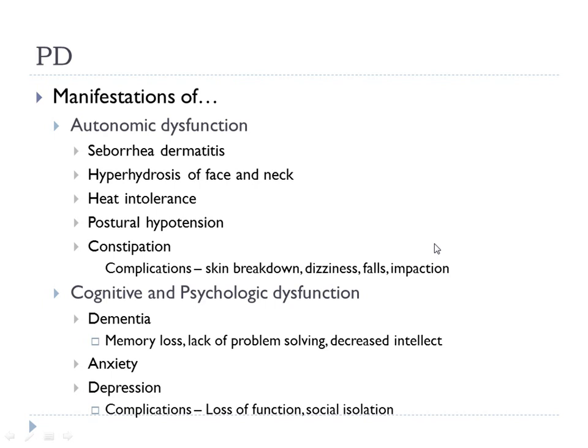The patient has other risk factors here. I'm not exactly sure why the patient has a risk of seborrheic dermatitis. This is dry scalp, right? Hyperhidrosis, that's increased sweating. They have an intolerance to heat and also postural hypertension, right? They don't only have motor dysfunctions, but they can also have cognitive dysfunctions, dementia, anxiety, depression. Okay.